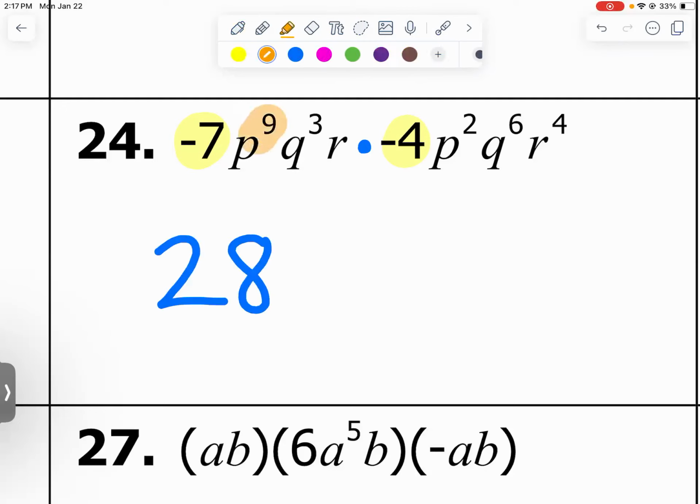Okay. If we have p to the 9th, if we take p to the 9th times p squared, we would get p to the what?